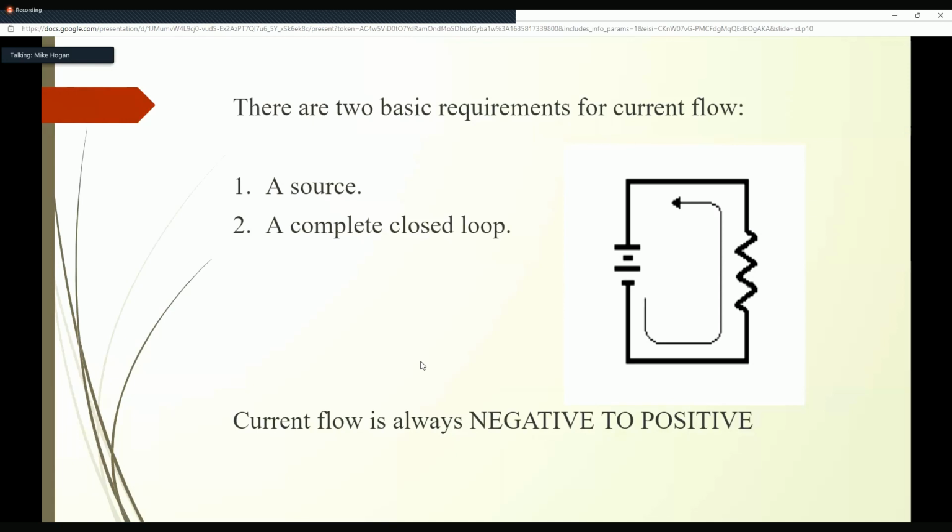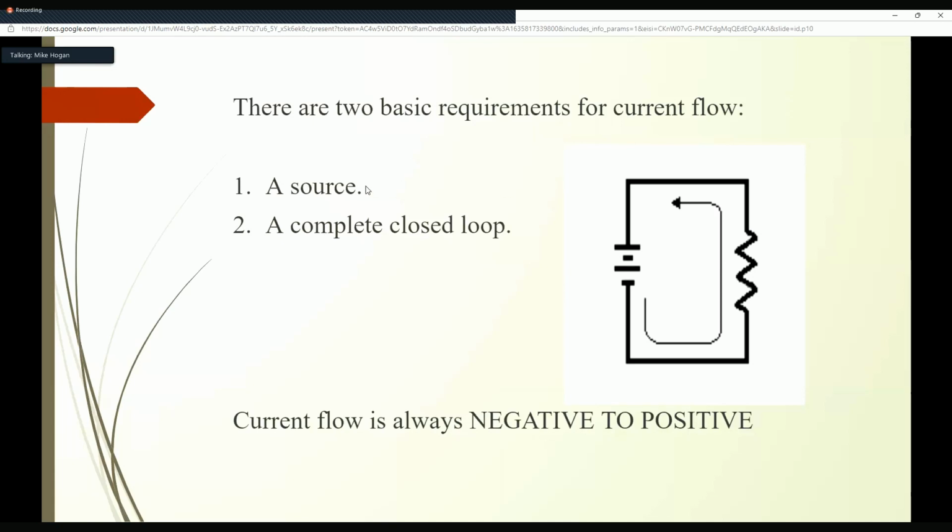So here we have a basic circuit. It talks about two basic requirements for current flow. I'm not a big fan of that statement, but okay, we'll go with that. The reason is, it says we need a source. This is a battery. Notice the small bar here and the larger bar. The small is always going to be the negative side of the battery. This is the negative terminal. This is the positive terminal.